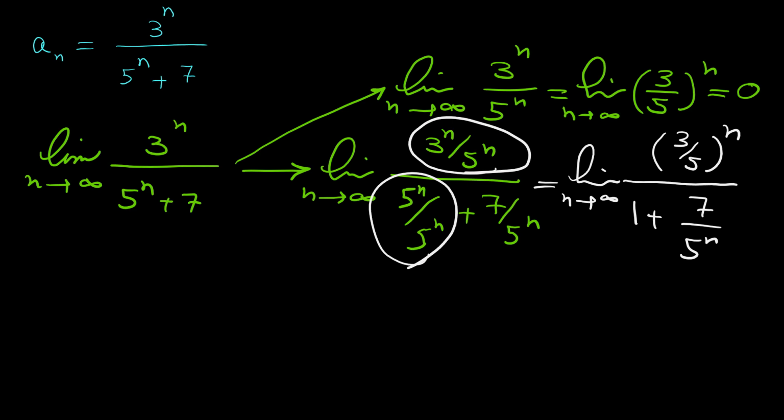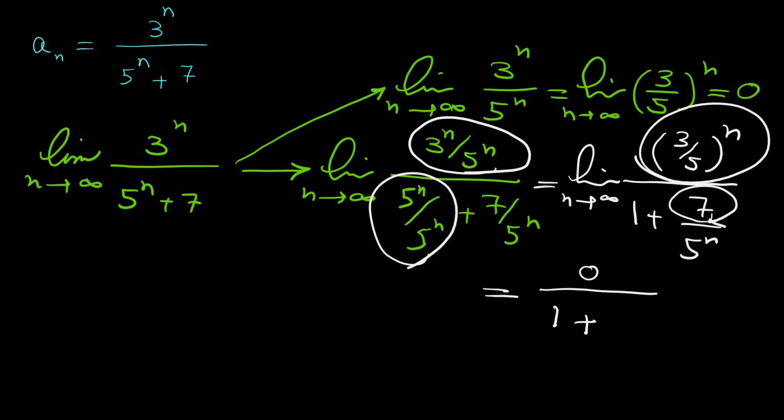As n goes to infinity, we know that this limit is 0. In the denominator we have 1 plus 7, which is a number, over 5 to the infinity, which is 0. Any number over infinity is 0, so the limit is 0.